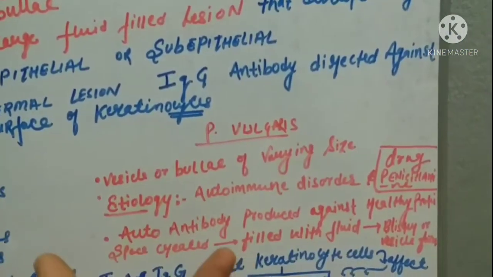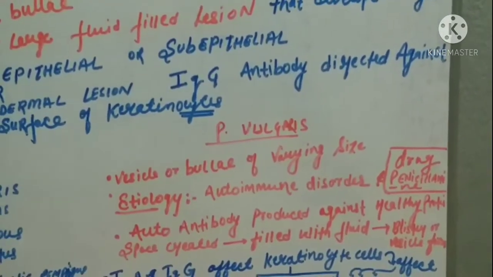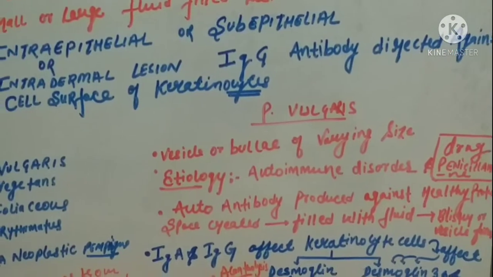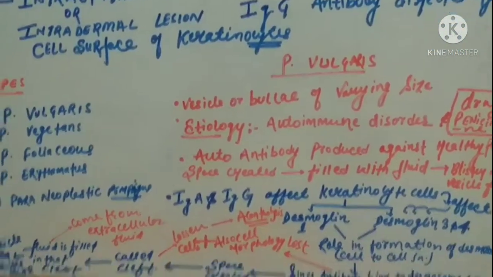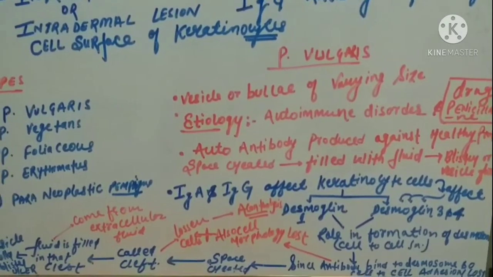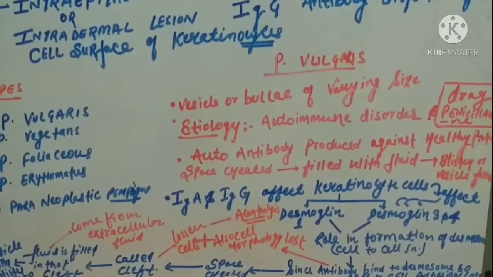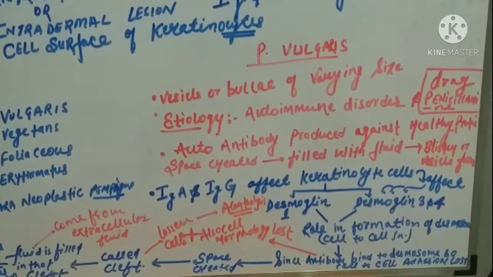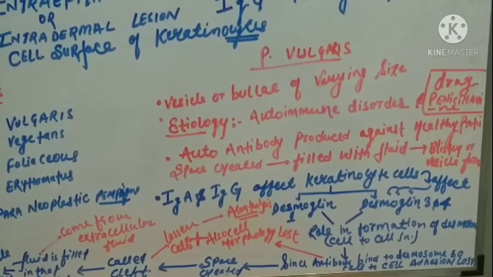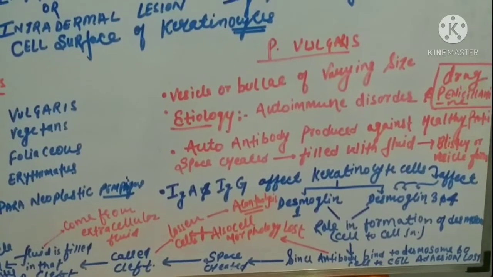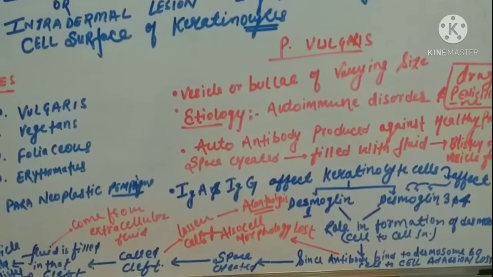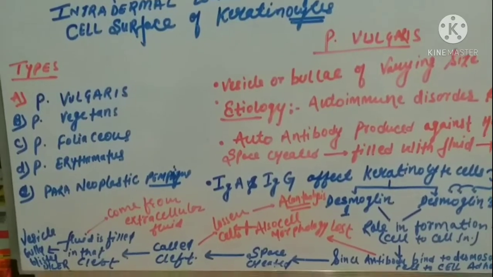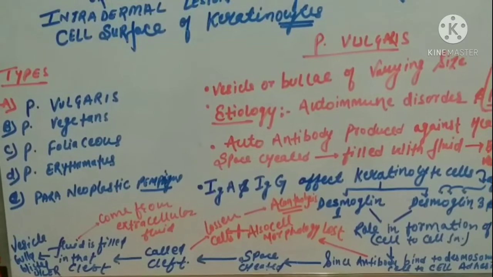Then we discussed pemphigus vulgaris, that is, vesicles and bullae of varying size. Then we went to the etiology, in which we discussed two causes: autoimmune disorder and the drug penicillamine. We discussed in detail how the autoimmune disorder causes pemphigus. IgG antibodies affect the keratinocyte cell, particularly desmoglein 1 and desmoglein 3, which have a role in the formation of desmosomes. So the antibody binds with the desmosome and the cell to cell junction is lost, a space is created, and hence a cleft is formed, filled with fluid from the extracellular area, and a vesicle, bulla or blister is formed, which finally ulcerates.